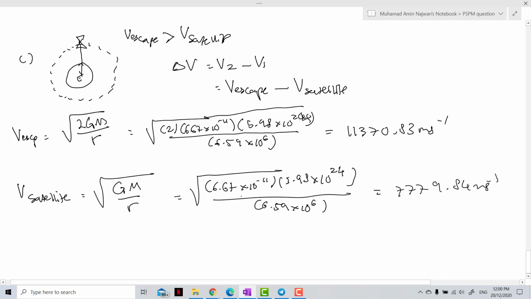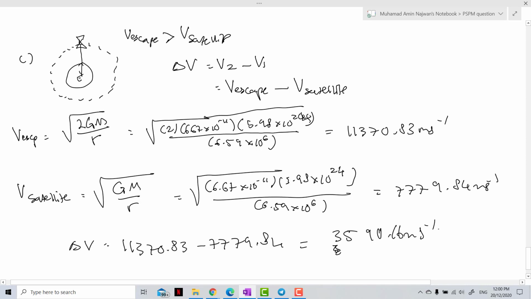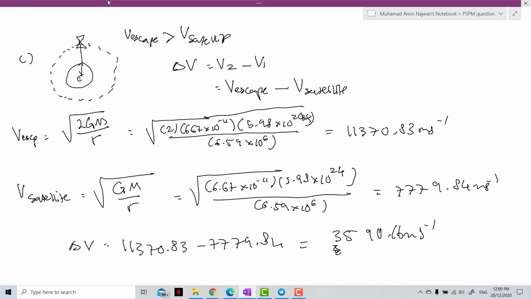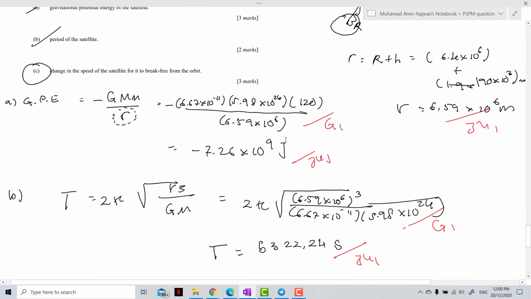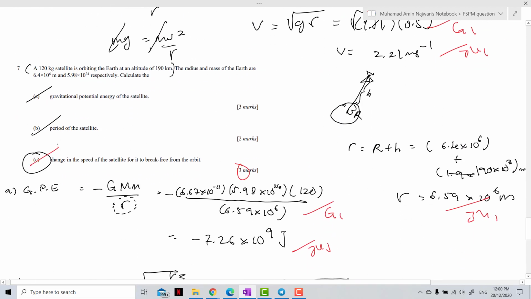7779.84 meters per second. So to find the change in speed required for it to break orbit, it is 11370.83 minus 7779.84. So you get the answer of 3,359.16 meters per second. If you do not get exactly this, it is okay. Again, this has a range, so you do not need to worry. Okay. So get here the answer, unit 1. Answer, unit 1. Get here answer, unit 1. Okay. Answer, unit 1. So you get 3 marks for our question C.